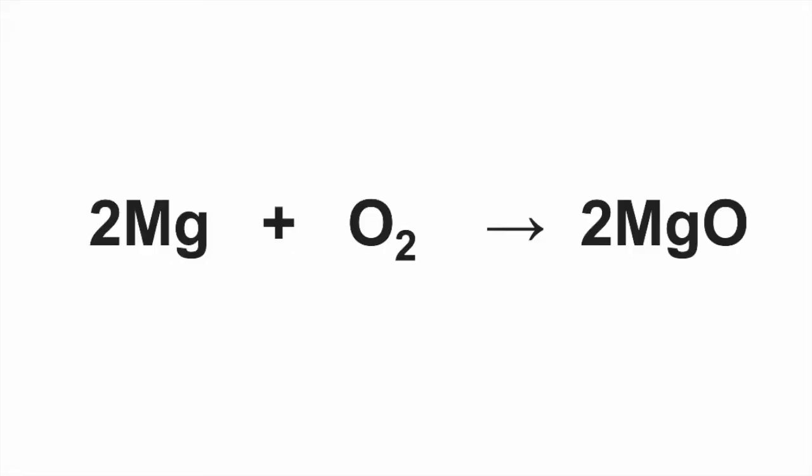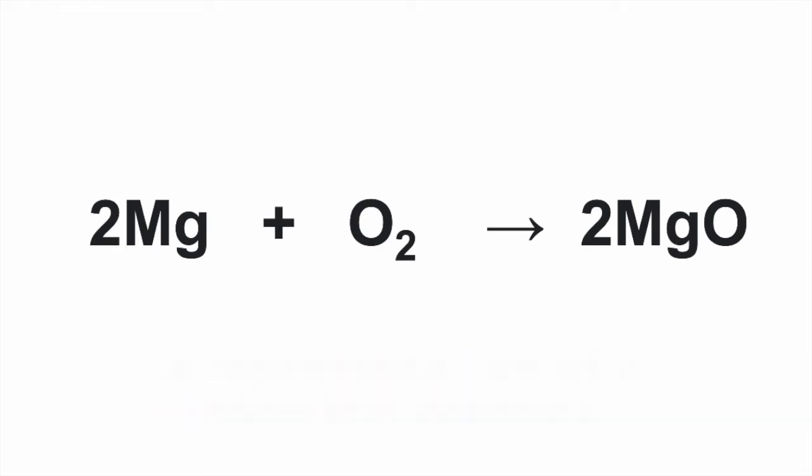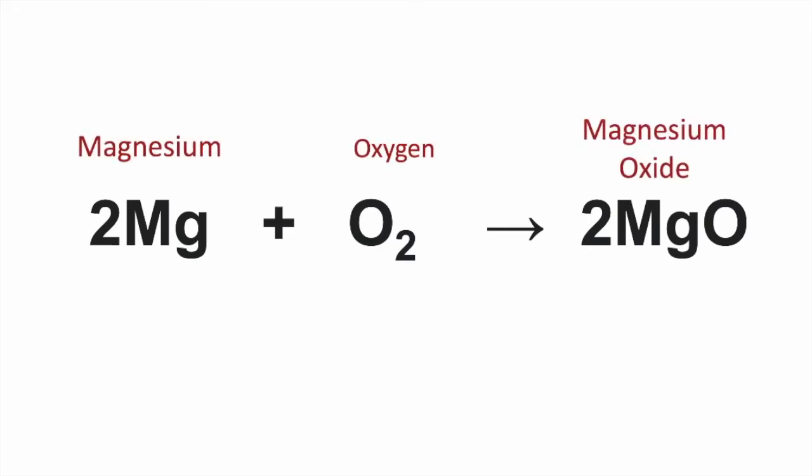Have you ever seen something that looks like this? Maybe in a textbook, or on the internet, or someplace else. This is called a chemical equation, and it's a representation of a chemical reaction. This particular chemical equation represents a chemical reaction between magnesium and oxygen to form magnesium oxide. It's this reaction here.